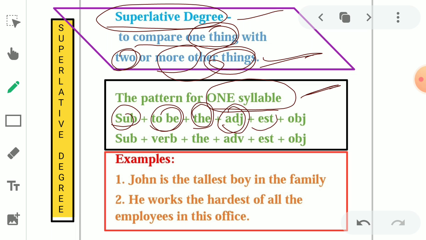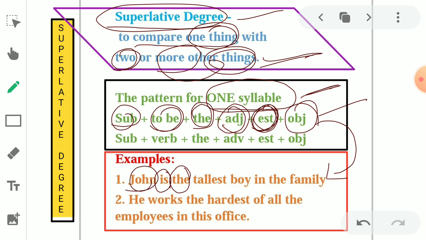After the adjective, we need to use est. Similarly, we use er in the comparative, but here it is est. Thereafter, the object. So just compare with the sentence given below. John is. Here is is the to be form. John is the subject. The is mandatory before the superlative form. Tall is the positive and its superlative form is tallest, by using est. Got it? Tallest boy in the family.